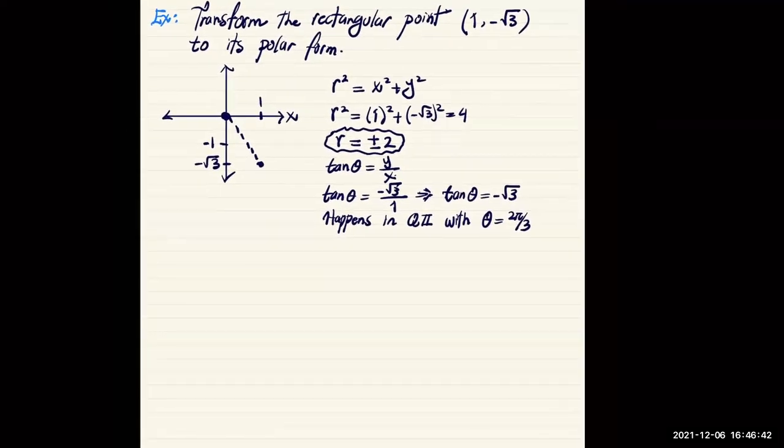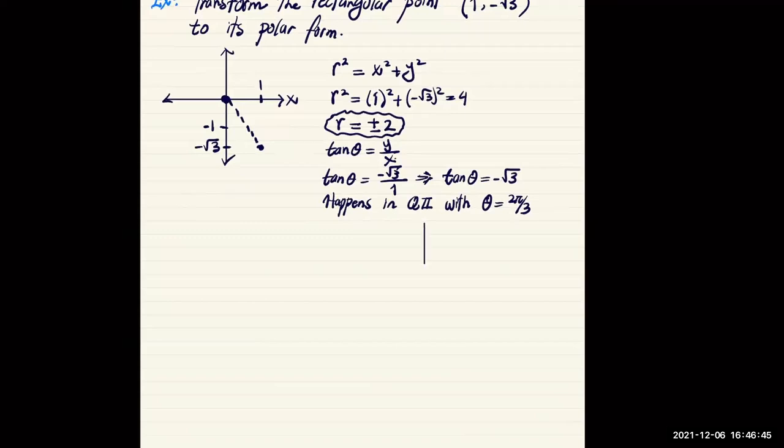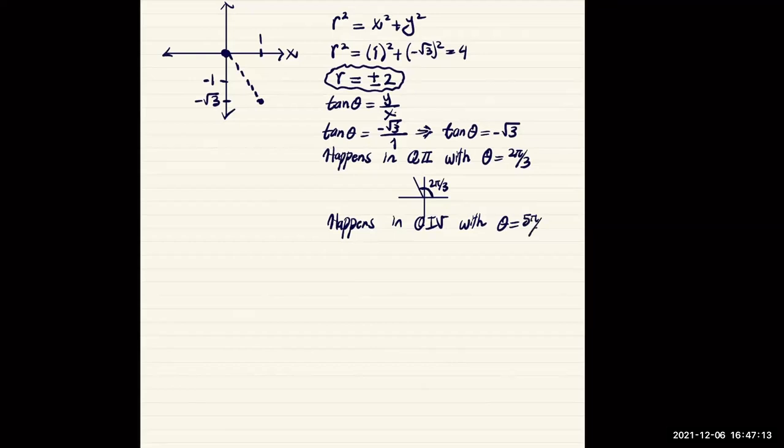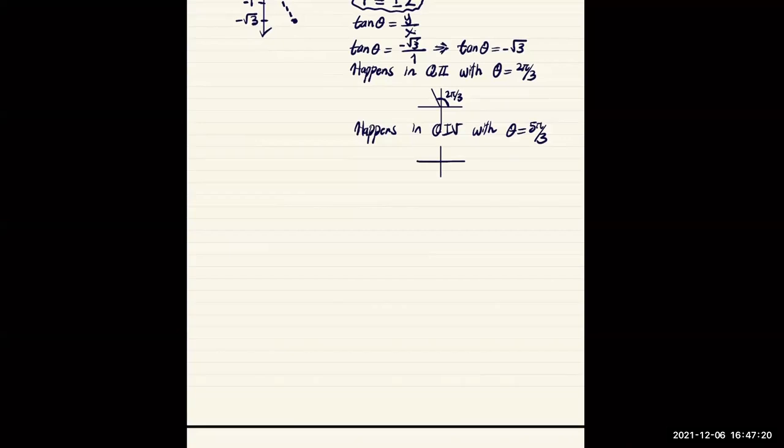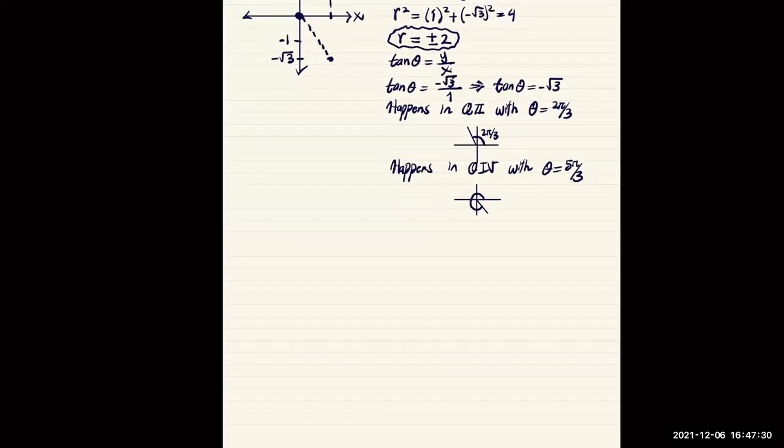Maybe I can draw that for you quickly. We're talking about this angle here, that is 2 pi over 3. And it also happens in quadrant 4, where tangent is also negative, with theta equal to 5 pi over 3. So we're talking about this angle. That's the 5 pi over 3 angle.